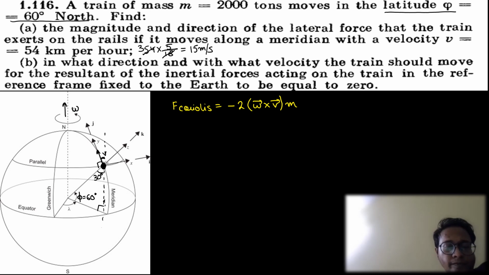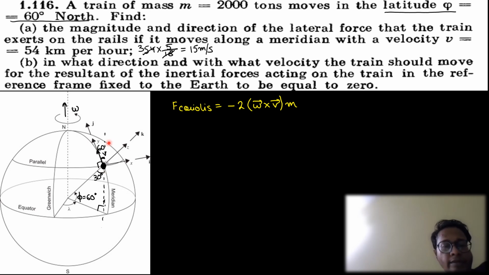Understood? Okay, so this much angle is 60 degree. So the angle between straight line and tangential line is 60 degree. So the angle between omega vector and tangential velocity vector is nothing but 60 degree.